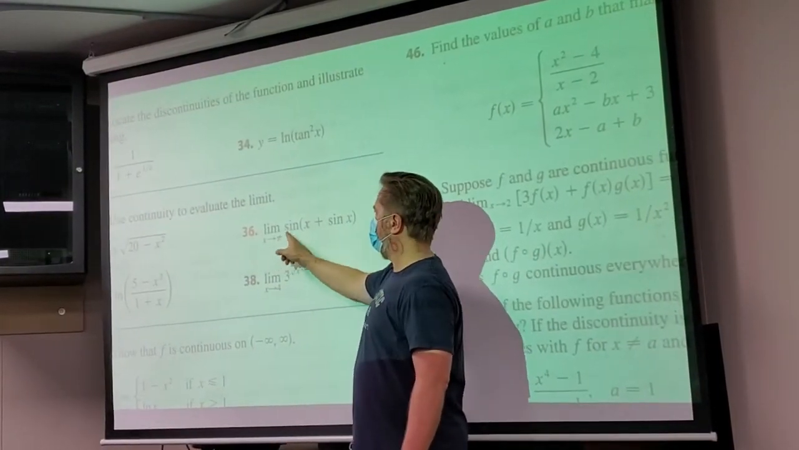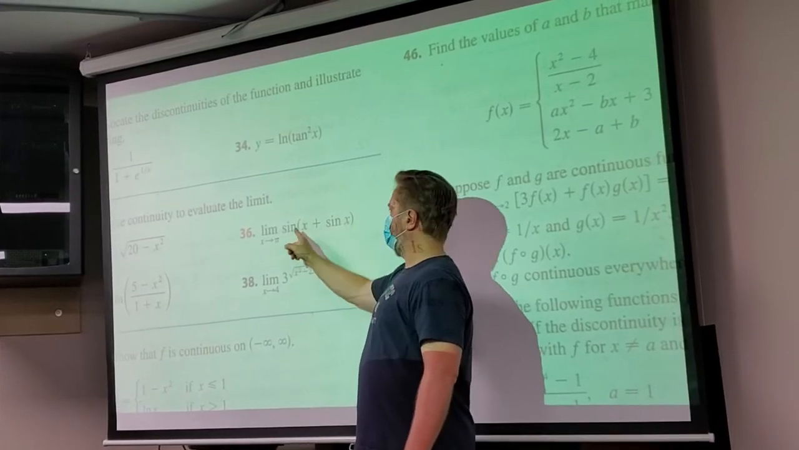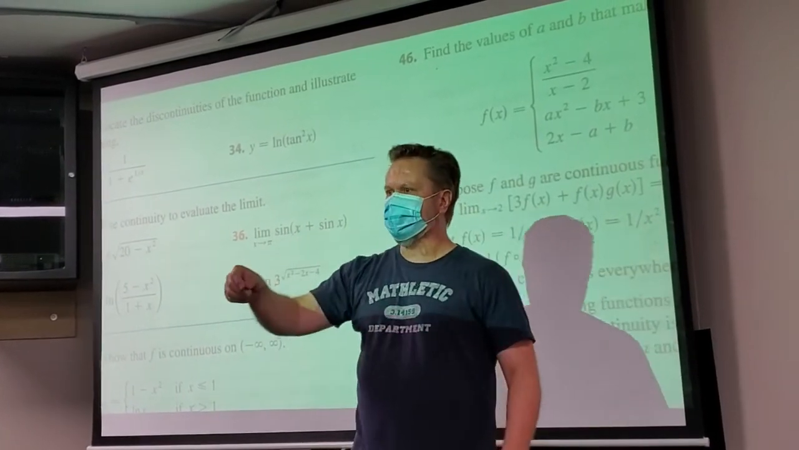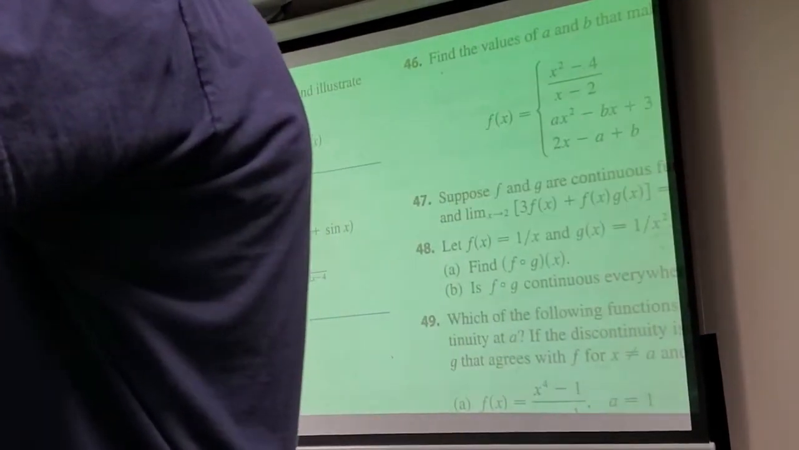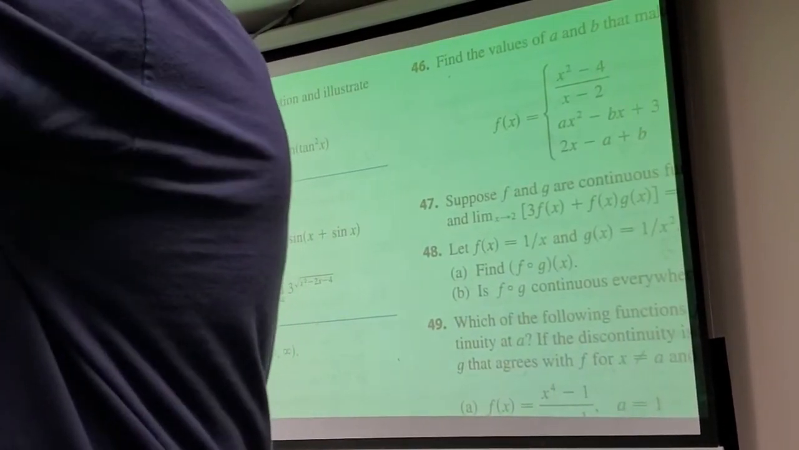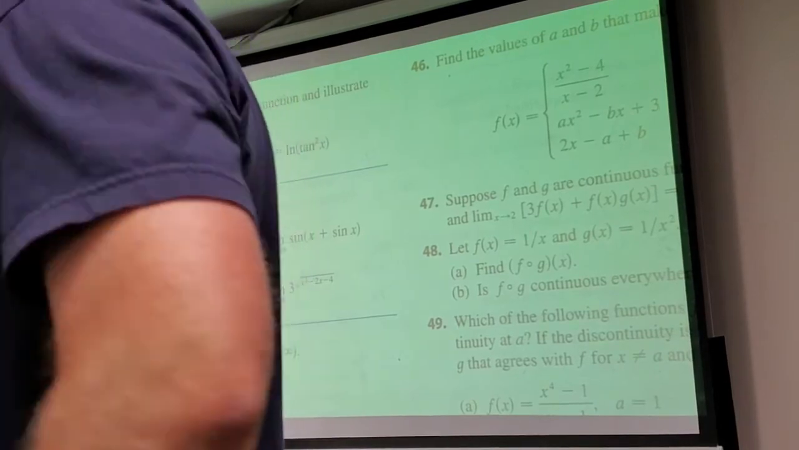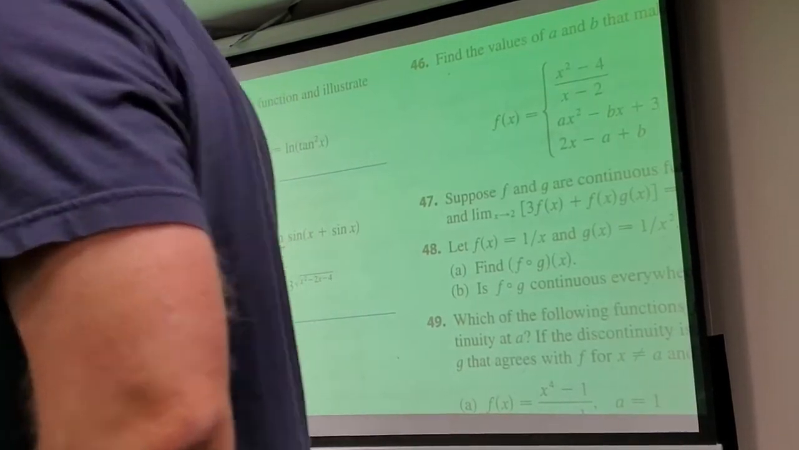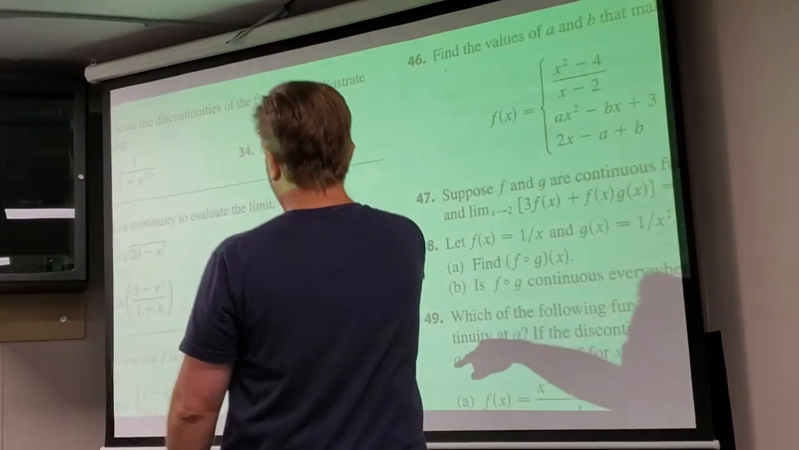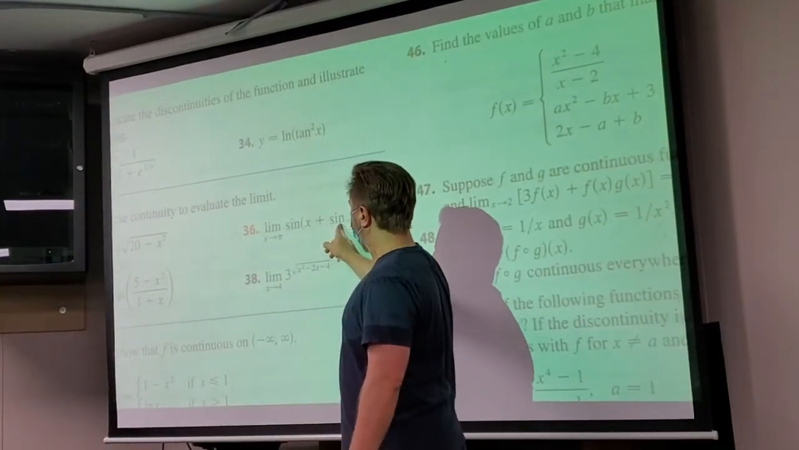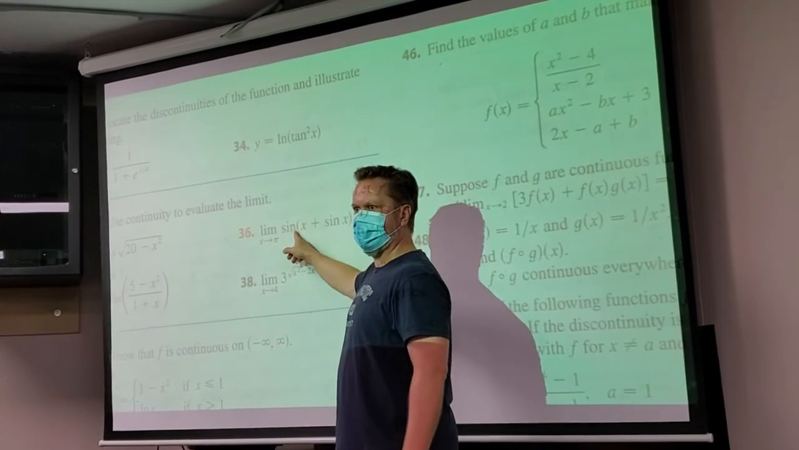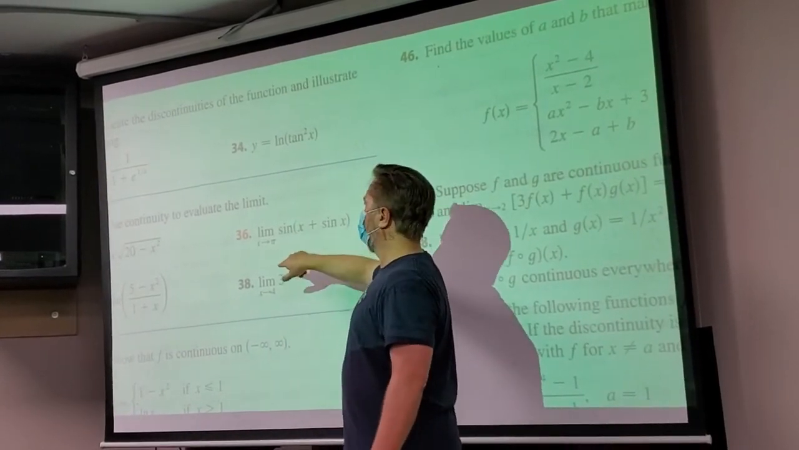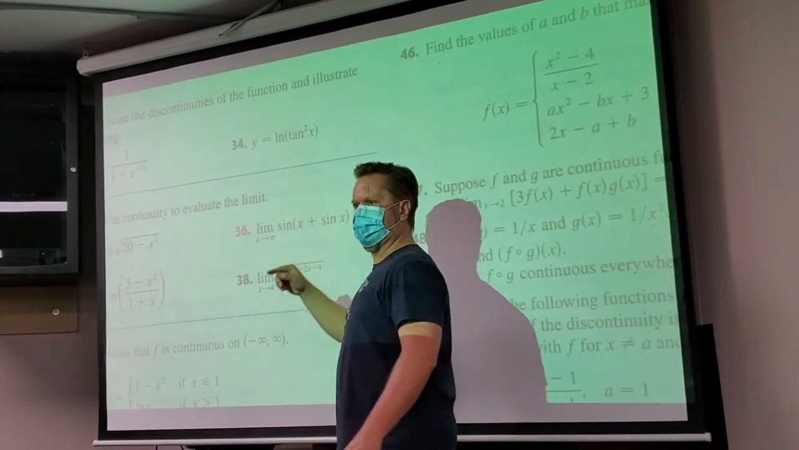Why can I just plug a pi in? Because these functions are continuous. That is when I'm actually officially allowed to throw a limit number in, if I'm dealing with continuous functions. So use continuity: since the sine is continuous and the composition of two continuous functions is continuous, I'm allowed to throw a pi in.